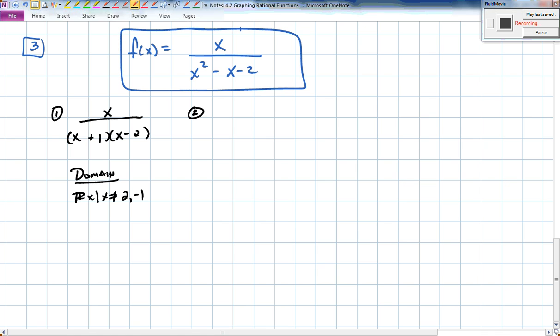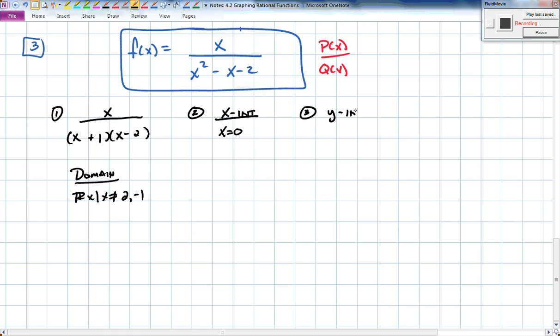What's step number 2? Very good. X-intercepts. So how do we get the x-intercepts? Set P of x equal to 0. So the numerator represents P of x. The denominator represents Q of x. This one's really easy, isn't it? So x equals 0. Love those ones. Okay, third one.